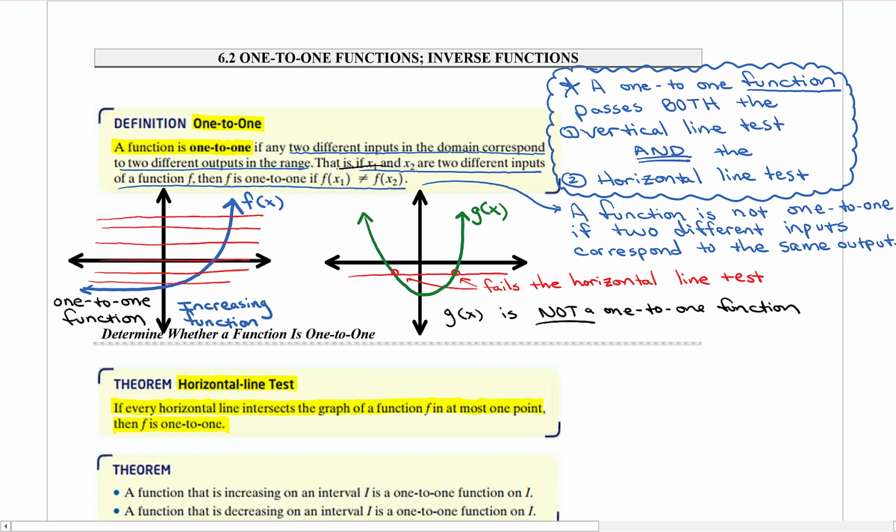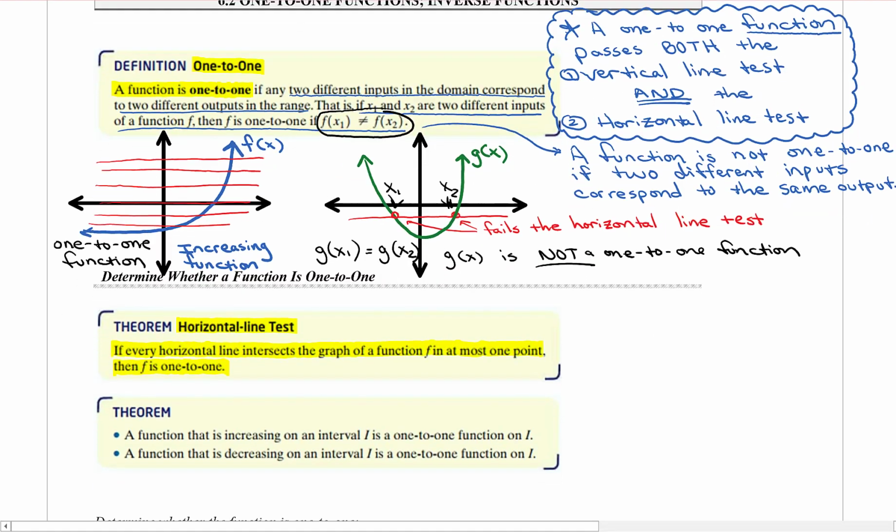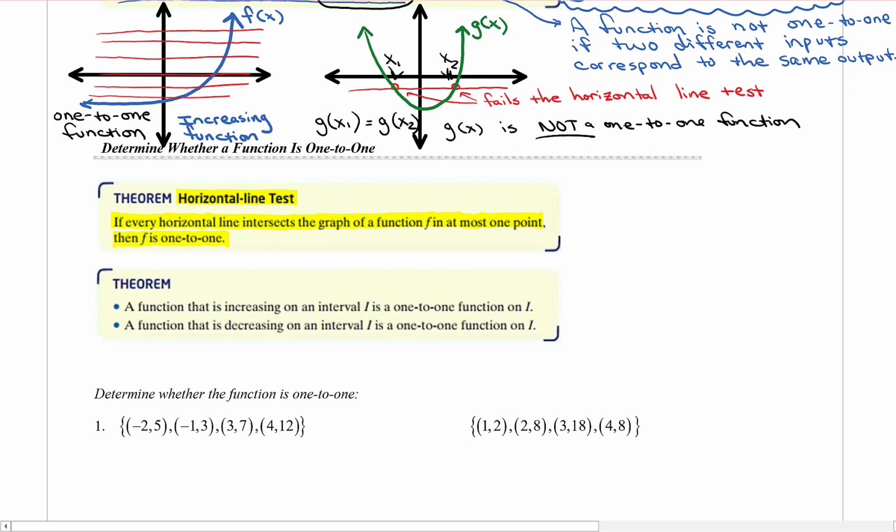It's very important that your f of x sub 1 is not equal to your f of x sub 2. So in this case, let's say this point right here is x sub 1, and this point right here has the value x sub 2. I can clearly see that g of x sub 1 is equal to g of x sub 2 because they both lie on the same horizontal line. Therefore, it does not follow that definition of a one-to-one function. We also have a theorem down here that says a function that is increasing on an interval I is a one-to-one function on I.